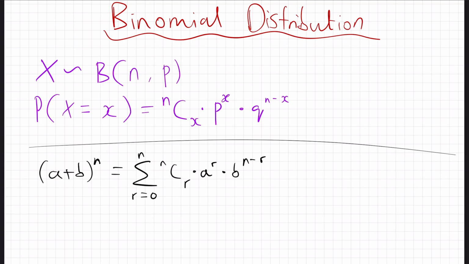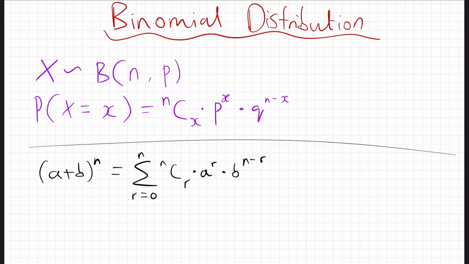So x is going to represent a number. It basically represents the number of successes within n trials. So for example, if we were throwing 6 dice, then n would be 6, that's the total number of trials. And let's say it wasn't a fair die, so if the probability of getting a 1 was 1/3, then p, the probability of success, is 1/3, and x is the number of ones thrown within those 6 dice throws.